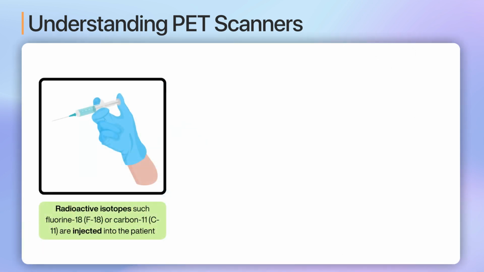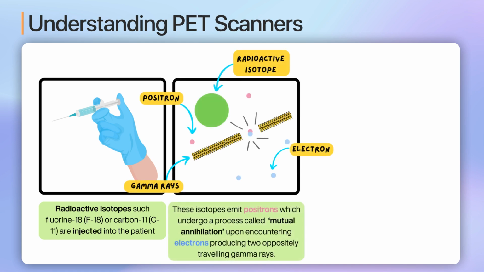PET scanners operate by utilizing radioactive isotopes like fluorine-18, F18, or carbon-11, C11. The process begins with the injection of a radioactive tracer into the patient's body. This tracer is a molecule similar to a substance naturally used by cells, but it is labeled with a radioactive isotope. Once inside the body, the radioactive isotopes decay and emit positrons.